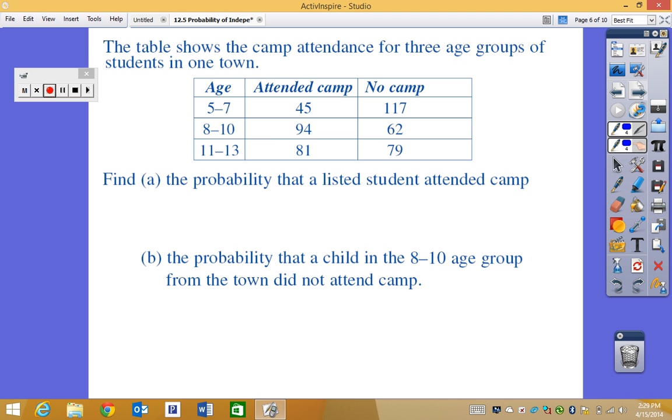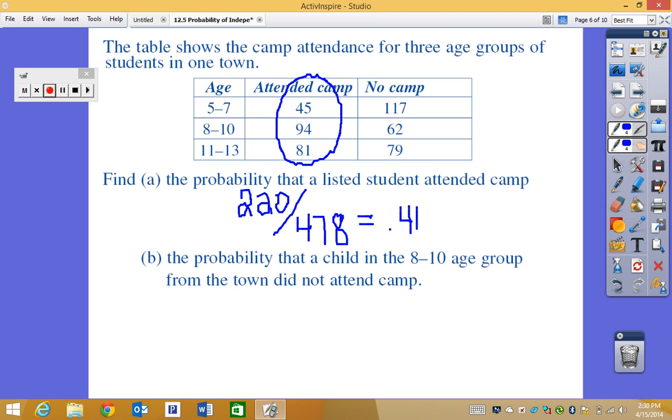The table below shows the camp attendance for 3 age groups of students in one town. Find the probability that a listed student attended camp. So what we want to do first is figure out how many total students attended camp, which is 220, and then the total amount of students that were in the town, which is 478. So the probability of them attending camp is approximately 0.46, which is about 46%.